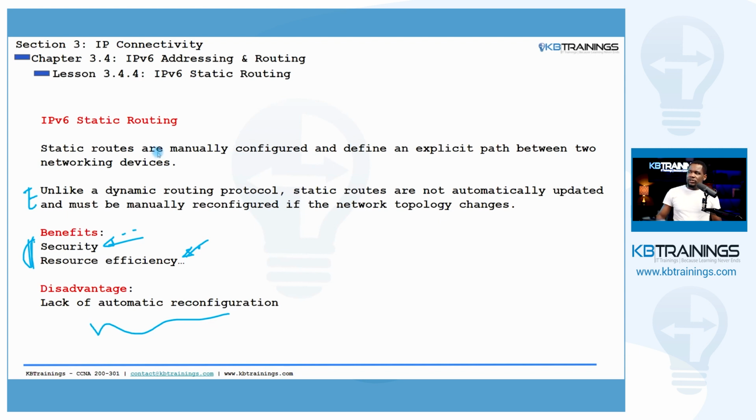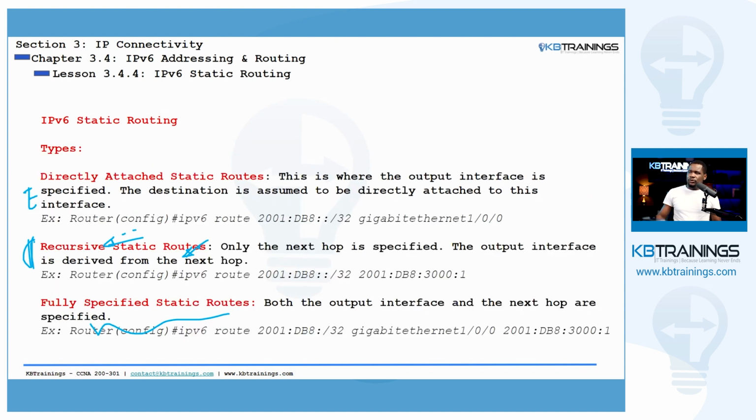One other thing that I want to mention quickly, it's not very important, but I want you to know it because it's in the documentation. We have 3 types of static routing. The first one is directly attached static routes. These are the routes that are configured on the device with a specified outgoing interface.